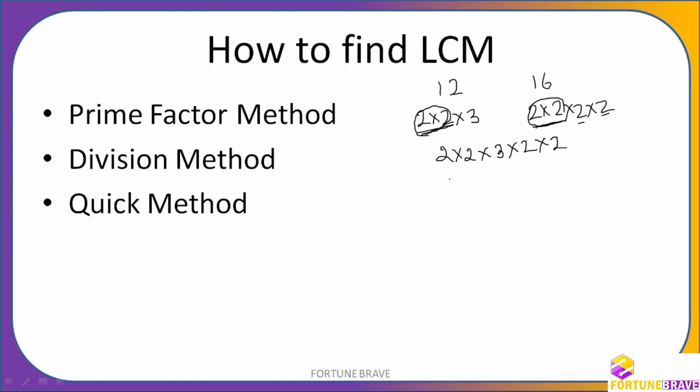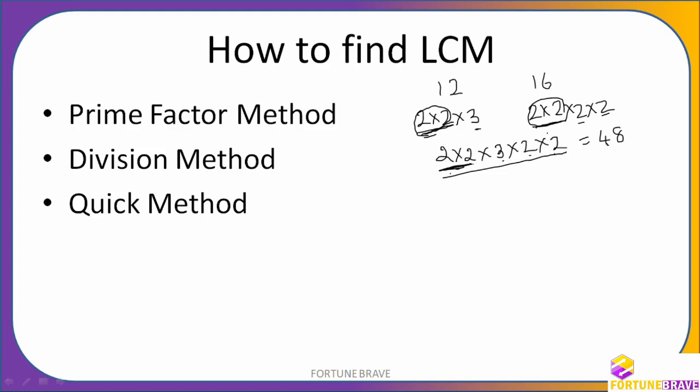So this is your LCM. 2 into 2 is 4, 4 into 3 is 12, 12 into 2 is 24, 24 into 2 is 48. And this is how we do it with the prime factor method. Common ones we take only once. Uncommon ones we multiply with the common ones. Is that clear?